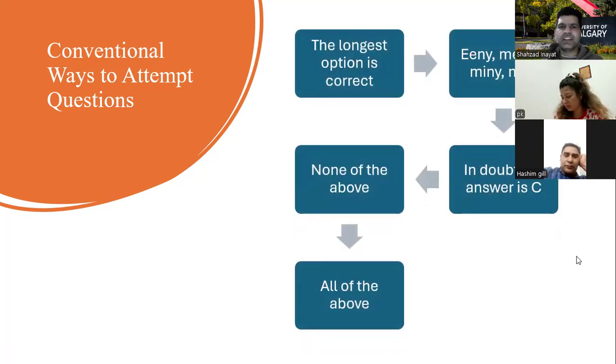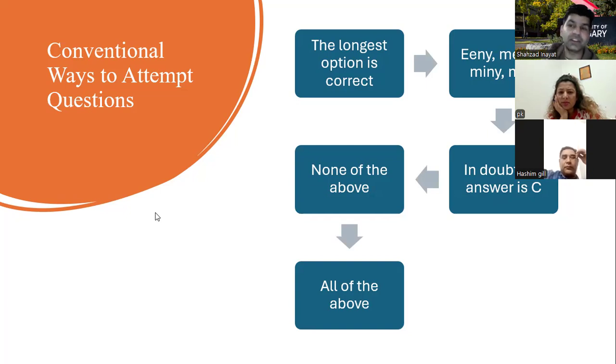The first thing is, if you don't know the answer, in my experience, what we used to do is assume that the longest option is correct, so we picked that one, right? If we were not aware of the right answer, we would pick the longer answer. That's not the right way.